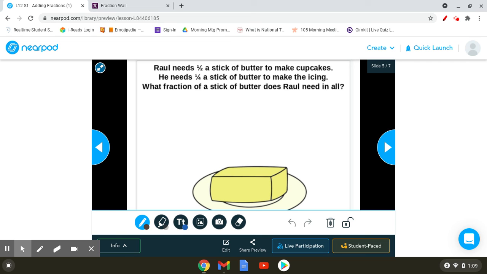So the story problem is about Raul. He's using butter to make cupcakes and icing. It says that he needs 1/2 a stick of butter for the cupcake batter. He needs 1/4 stick of butter for the icing. And you're being asked to tell me how much total butter he needs in all to make his cupcakes with icing. You are going to go back into the Student Pace Nearpod that is posted in the Google Doc, and show your work there.